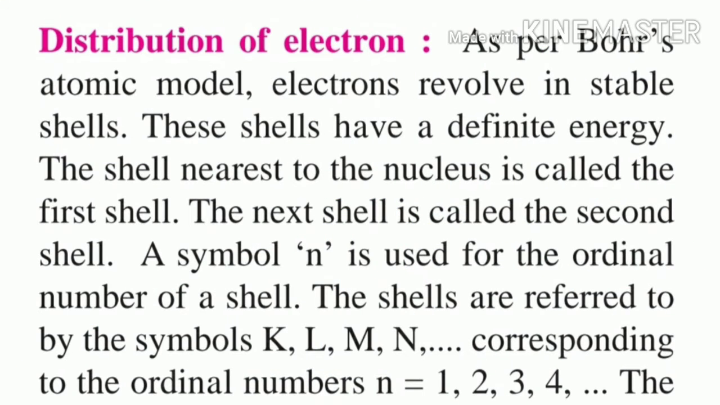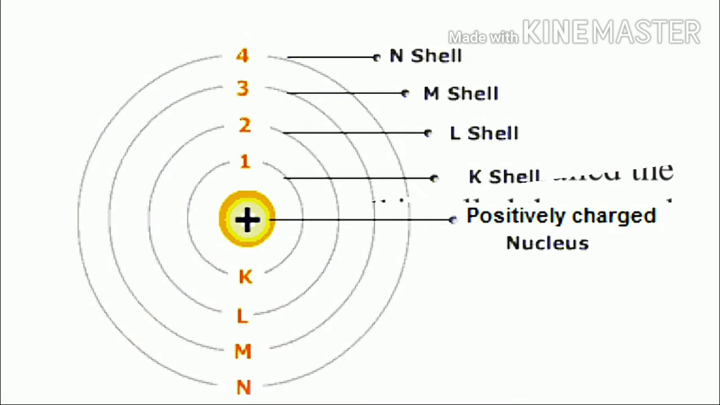Today's topic is distribution of electrons. As per Bohr's atomic model, electrons revolve in stable shells. These shells have a definite energy. The shell nearest to the nucleus is called the first shell.